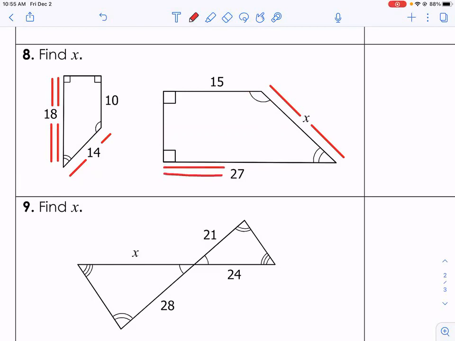If you don't want to use colors, then you can use your pencil and just do something like that.